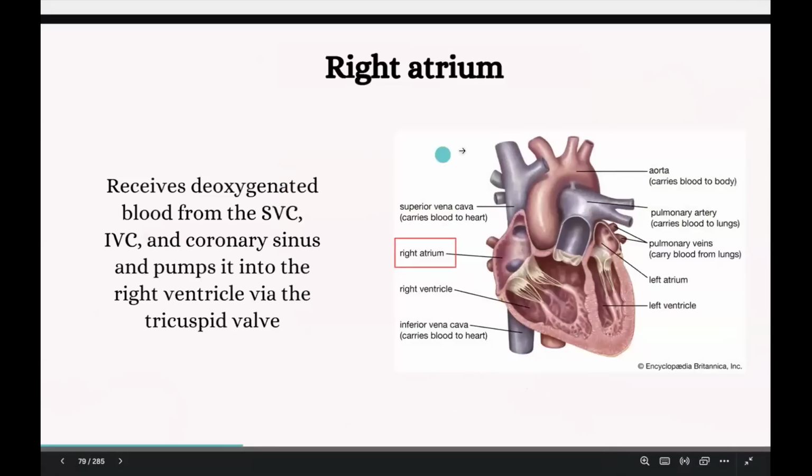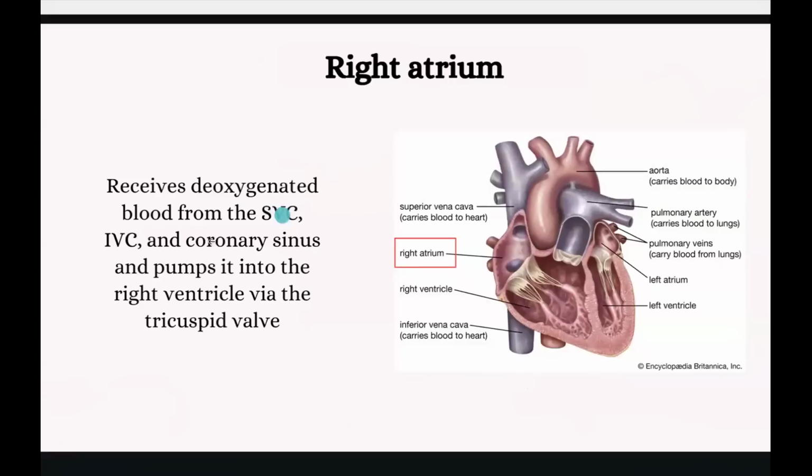First, let's start with the right atrium. So the right atrium is the first chamber of the heart that receives blood. And it receives deoxygenated blood from the SVC, IVC, and the coronary sinus. And then it pumps it into the right ventricle via the tricuspid valve. Tri-right side. And then this is the right atrium.